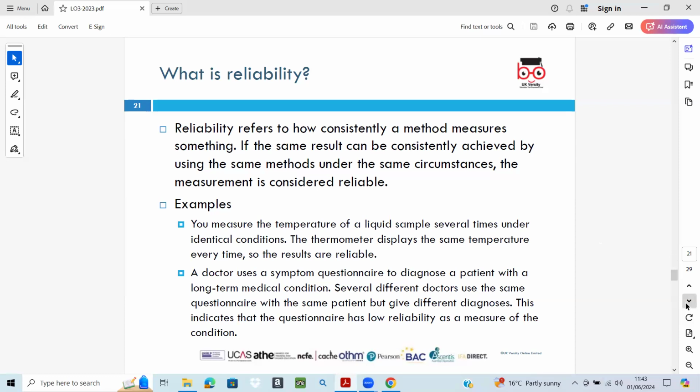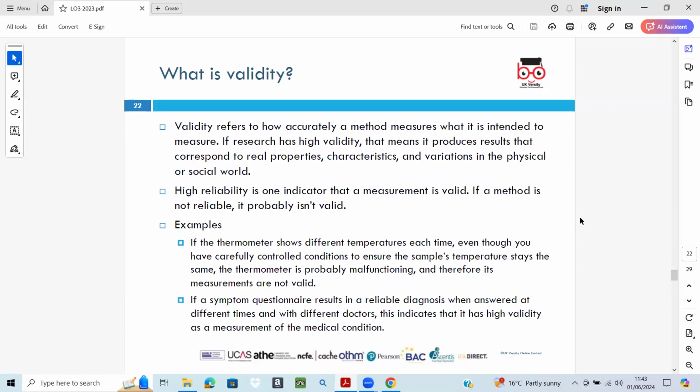Move to the next slide. Okay. So here we have to discuss validity. Validity in research refers to how accurately a method measures what it is intended to measure, and a measure is considered valid if it produces results that align with the real property, characteristics, or variation in the physical or social world under study.